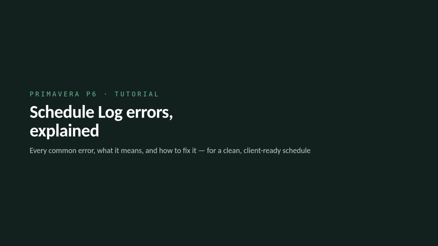If you've ever scheduled a project in Primavera P6 and clicked View Log, you've probably seen a long list of errors and warnings. Many planners ignore these messages, but experienced planners know that the schedule log is one of the most important quality checks in Primavera. In this video, I'll explain every major schedule log error, what it means, why it happens, and how to fix it. By the end, you'll know how to produce a clean, client-ready schedule. Let's get started.